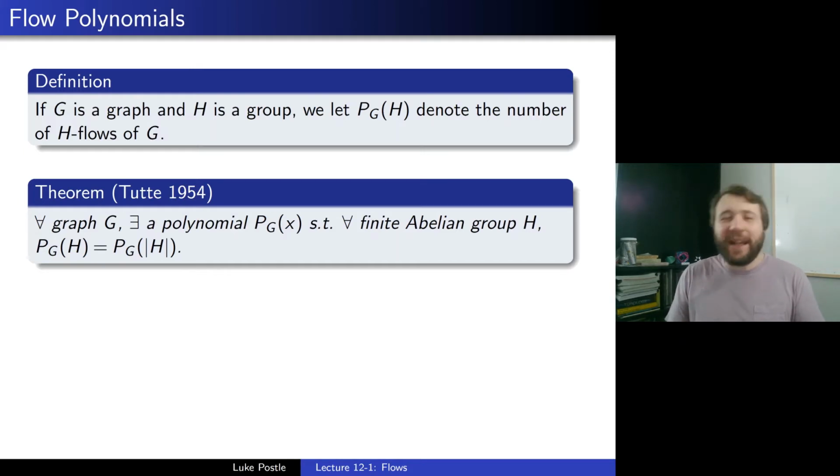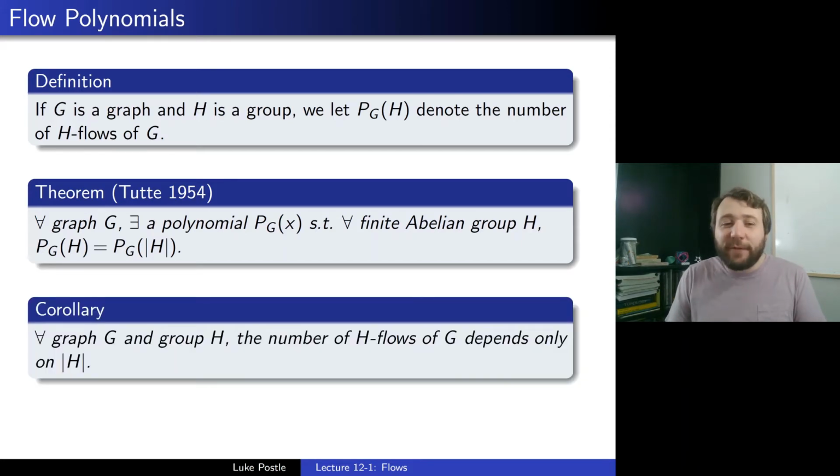So why is that a very nice result? Because it has a nice corollary, right? It says that for every graph G and group H, the number of H-flows of G depends only on the size of H. So it's nice that you get a polynomial, but maybe even nicer that you actually get that the number of H-flows of G depends only on the size of the group, which is a bit surprising, right? I mean, there can be abelian groups of the same order, but it doesn't depend on the group structure, only the size, for the number of such H-flows. So that's quite nice, right? The group structure doesn't appear. It's more of a graph theoretic thing than a group theoretic thing.